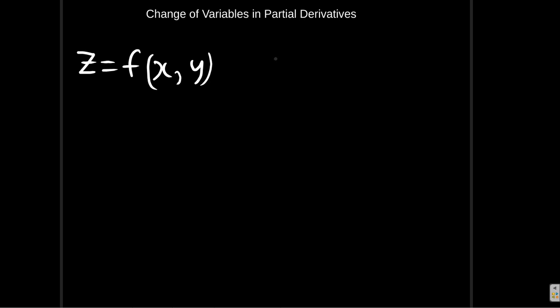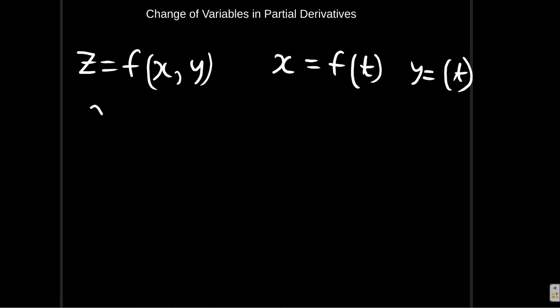But then x is a function of something else. Let's say t. Y is also a function of t. Alright? Now, what you want is the partial derivative of z with respect to t. How do you deal with that?